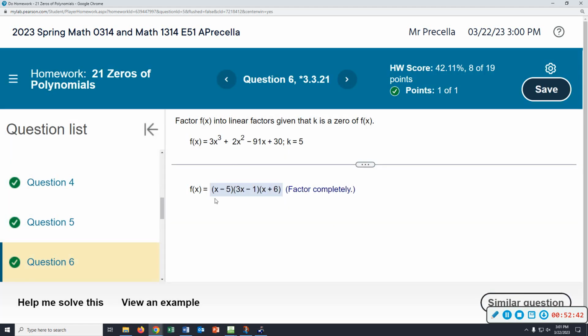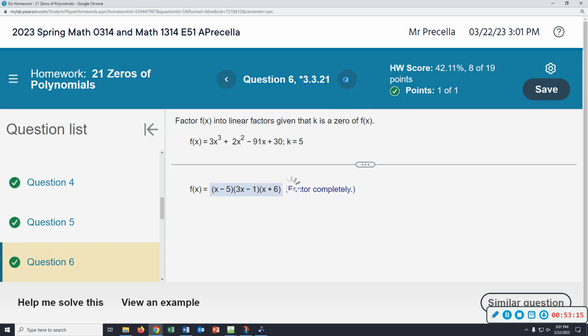And theoretically, you could get this with trial and error. Could you imagine writing out 3 sets of parentheses and then trying to arrange 3x cubed? Well, we'll have a 3x on one and an x and an x on the other. It would become a nightmare. And then you would need 3 numbers that multiplied together to give a positive 30. Well, negative 5 times negative 1 times positive 6. Yeah, that gives you a positive 30, but it would be a nightmare.